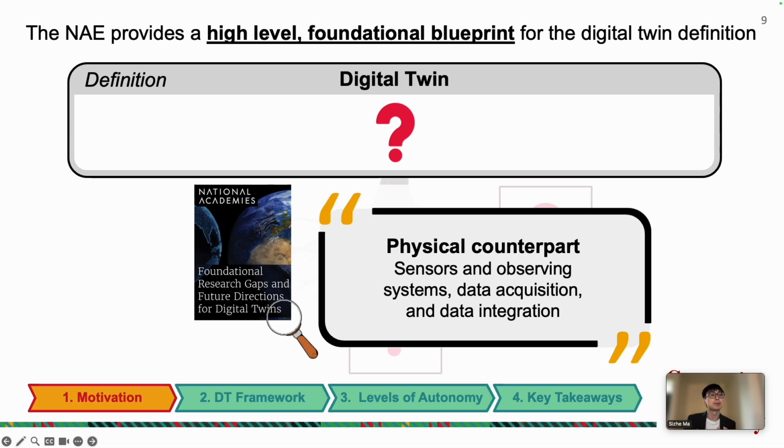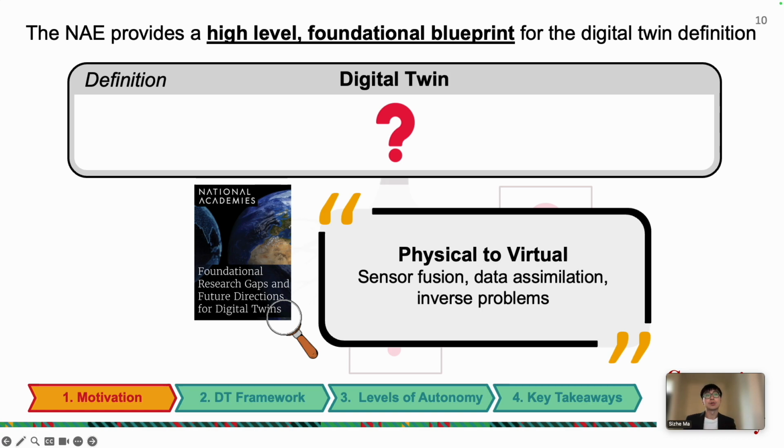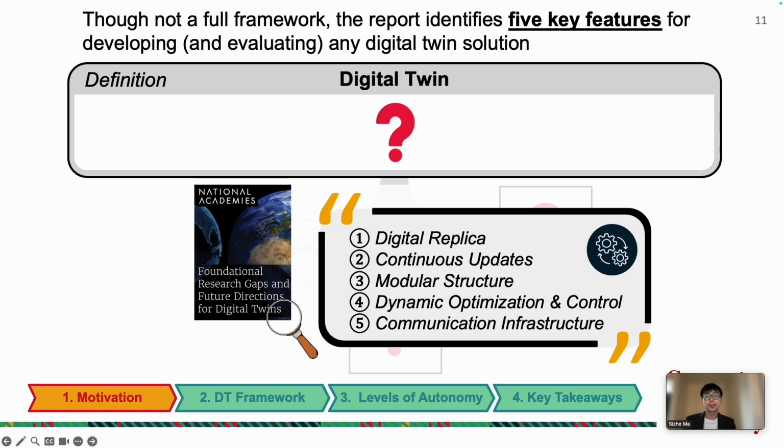To solve this problem, the NAE report provides a very high-level foundational blueprint for the digital twin definition, and some of its components include the physical counterpart, or the physical-to-virtual data flow. Although this is not really an implementable framework, the report also identifies 5 key features for developing or evaluating any digital twin solution. For example, let's find a less self-explanatory one, say modular structure. Basically, modular structure ensures the digital twin applications can be upgraded and scaled without overhauling the entire system's interoperability.